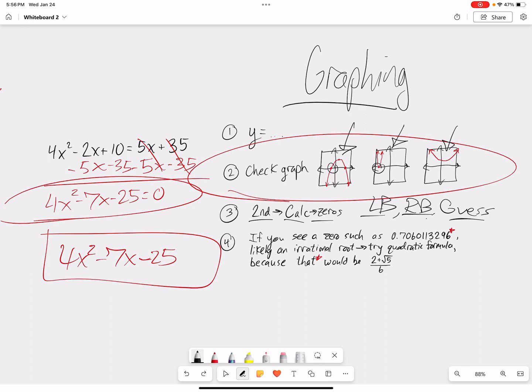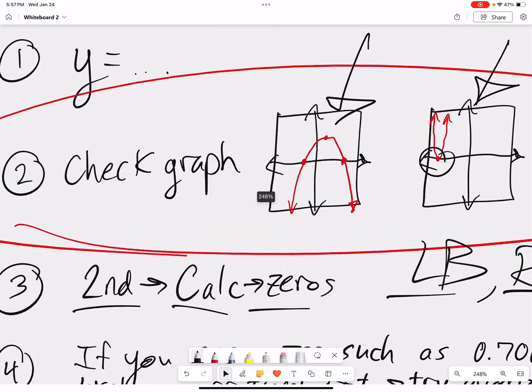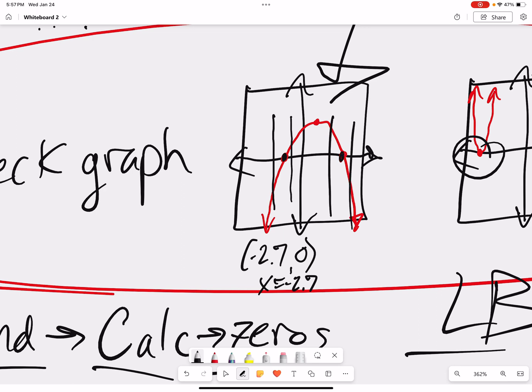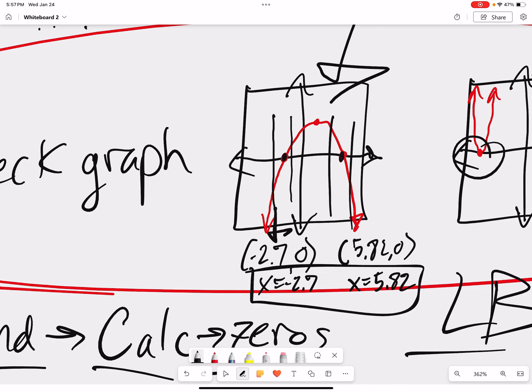So let me lock in on this one for a sec. You would do left bound, right bound, guess, and it would give you an answer, like, I don't know, -2.7. It would say this, and you would write x equals -2.7. And then you would do left bound, right bound, guess for this one also. And it would say like 5.82 or something. And you say x equals 5.82. And again, notice those decimals cut off. That's why I kept it.